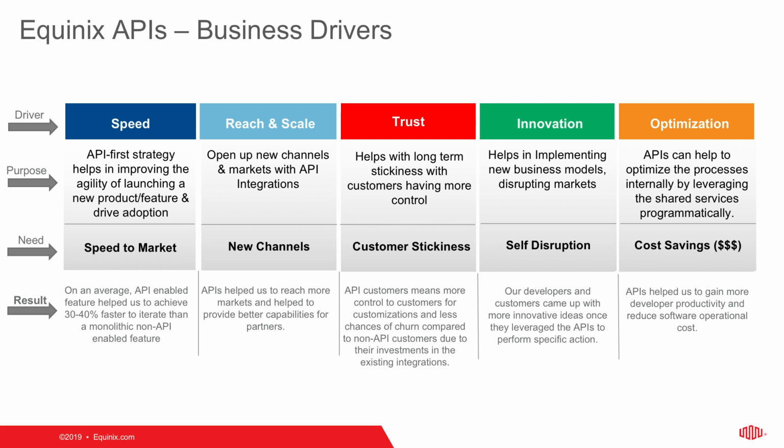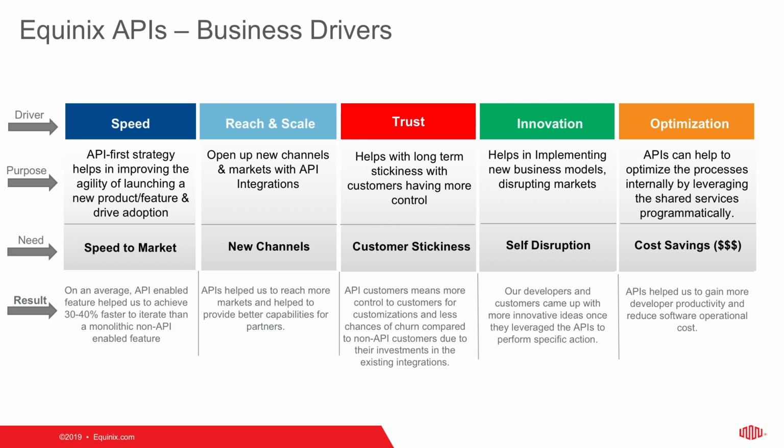And the fourth and fifth drivers for APIs are more about innovation. Self-disruption is very critical for us, where we expose some of our APIs to our customers, partners, and even internal developers, so that they can see what kind of apps and services can be built and innovate more on our current business ecosystem.